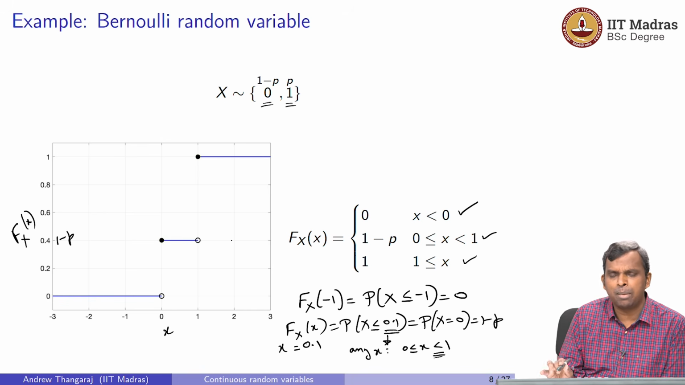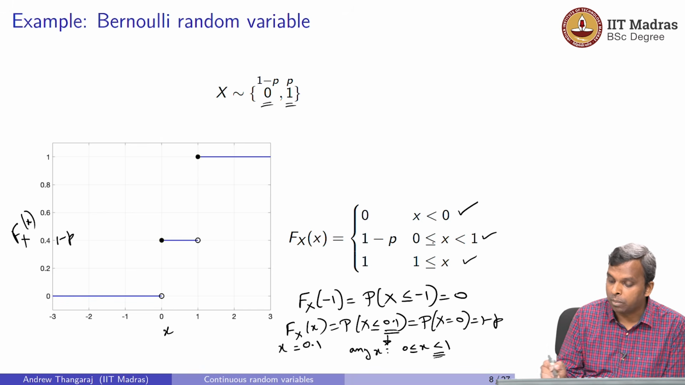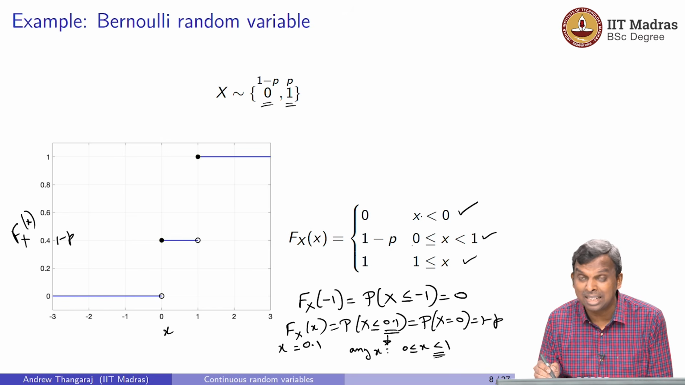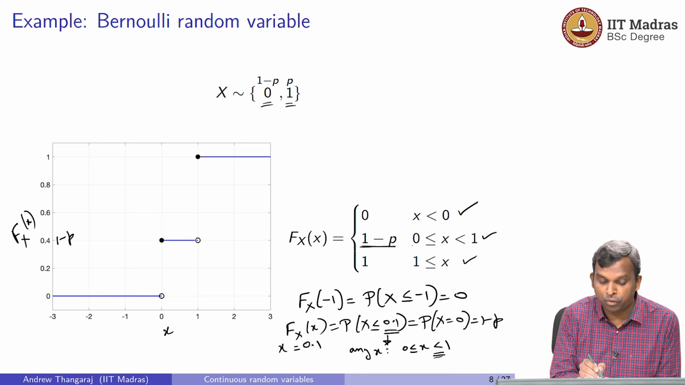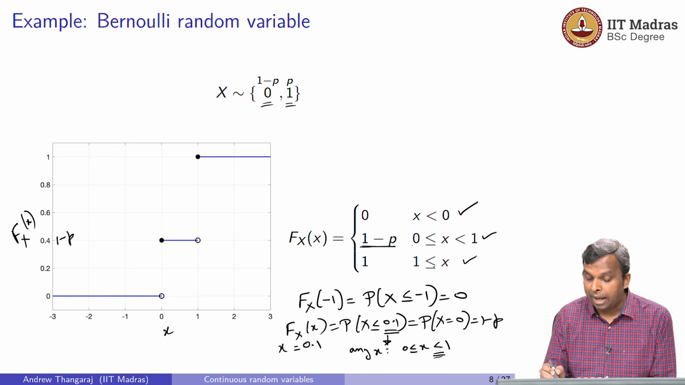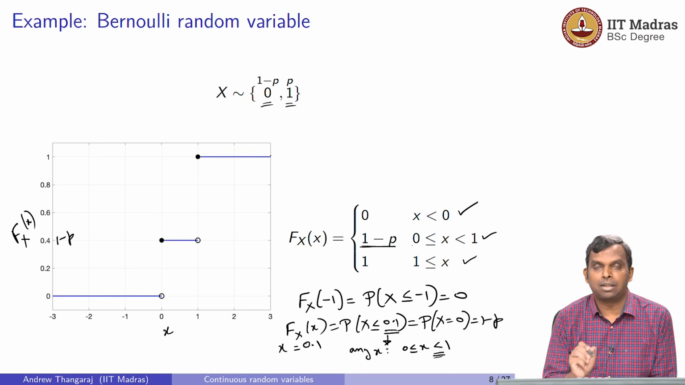I've just carried over the same plot. For x less than 0 it is 0, x between 0 and 1 it is 1, x greater than 1 it is 1. I'm sorry, I said that wrong. For x less than 0 it is 0. For x between 0 and 1 it is 1 minus p, and that 1 minus p comes here, it's flat. Between 0 and 1 it's flat again. And for x greater than 1, Fx of x becomes equal to 1, and that's a flat line there.